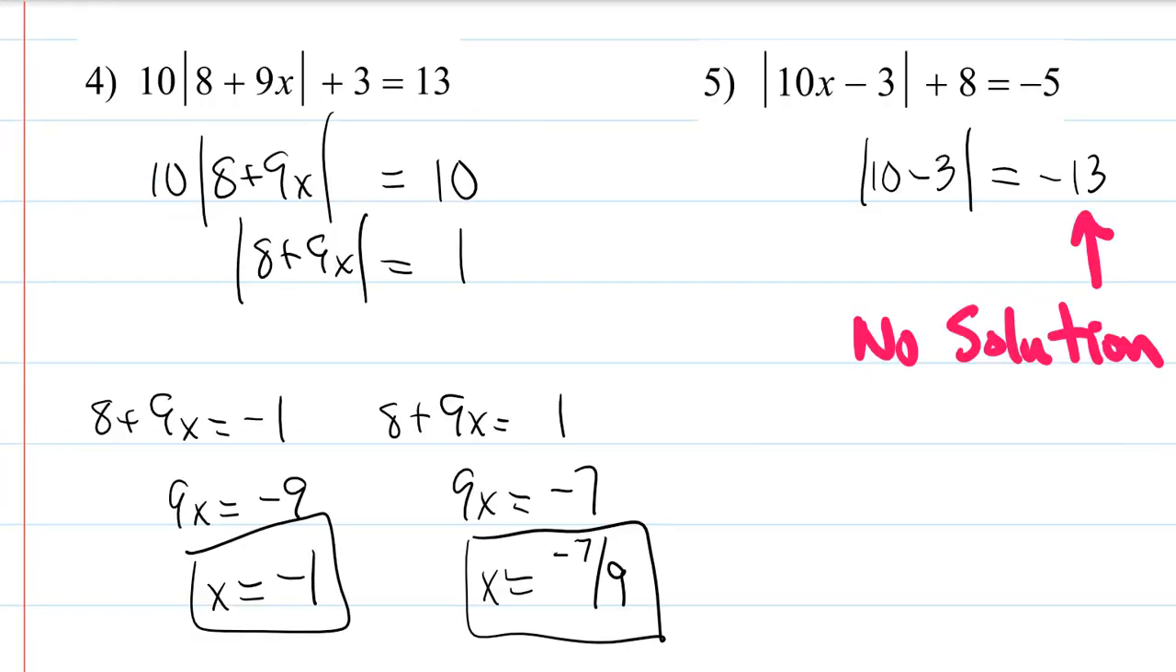All right, so how did we do on that, my mathletes? Hopefully, on number 4, you came up with the two values, x equals -1 and x equals -7/9. And then on number 5, we ended up with no solution on that one. So do take your time, make sure your work is nice, it's neat, organized, and definitely legible. Your math teachers will appreciate that.